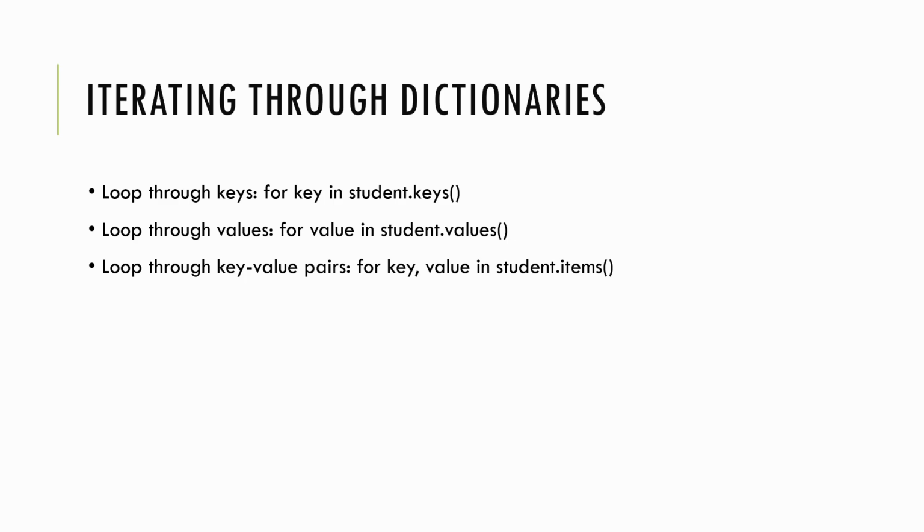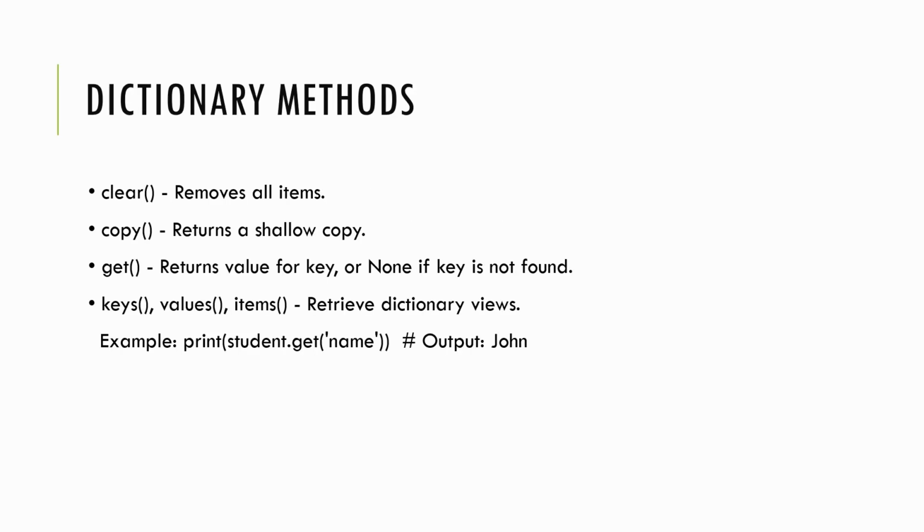Next, let's look at how to iterate through a dictionary. You can loop through just the keys using student.keys, through just the values with student.values, or through both the keys and values using student.items. For key, value in student.items, print f key: value. This will print each key along with its corresponding value.